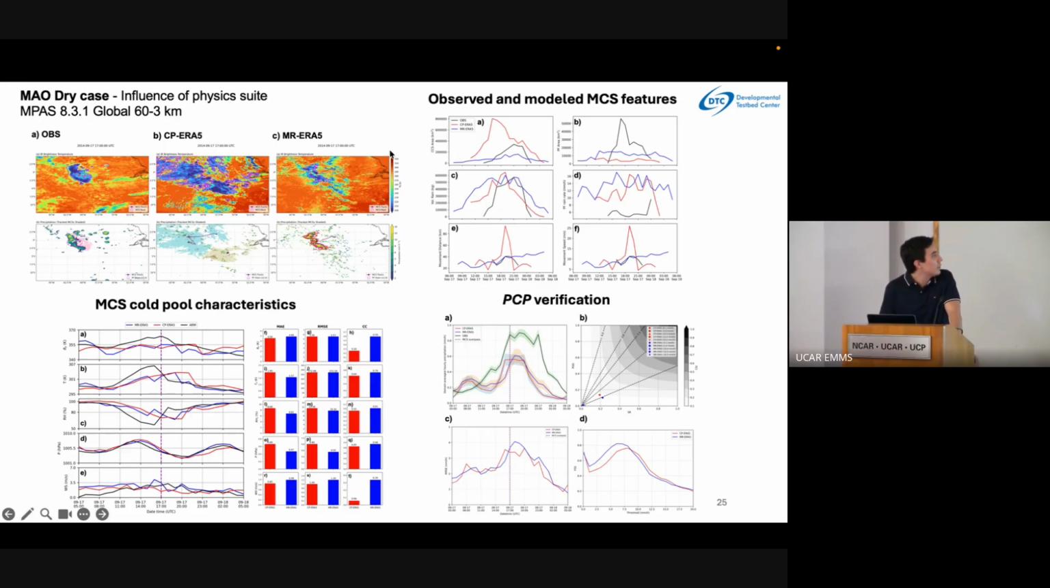This MR run with the ERA5 is slightly better than the CP. And one more time, as I said, CP is producing too much convection, spurious convection, probably related to microphysics. In terms of precipitation verification, it is slightly better than the wet case, but in terms of cold pool characteristics, it's very different because we have some spatial and temporal displacements when compared against the observations.